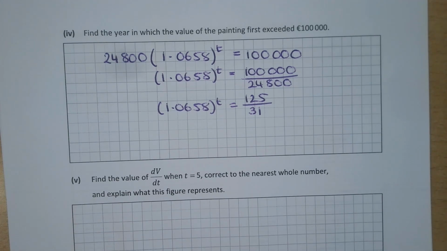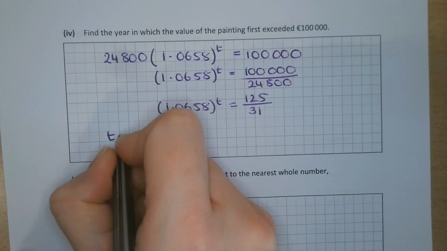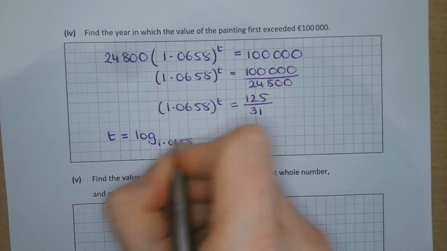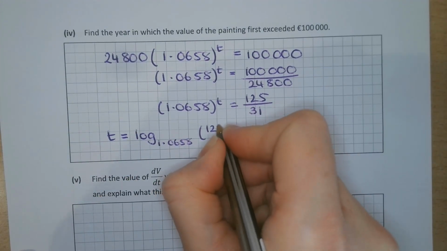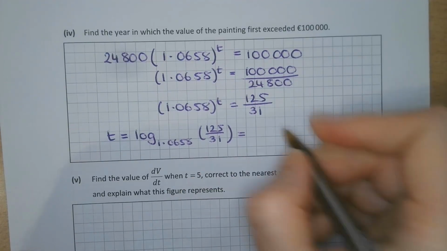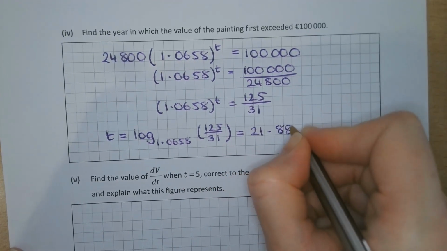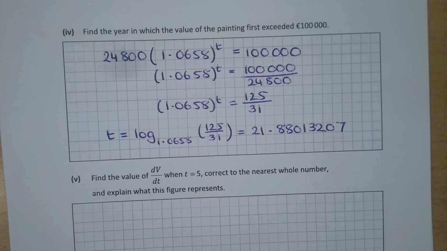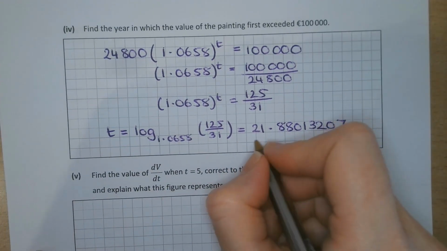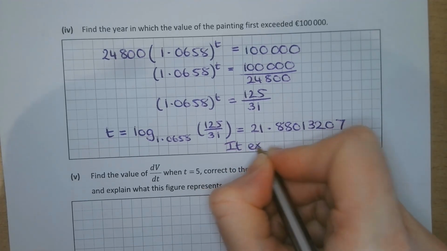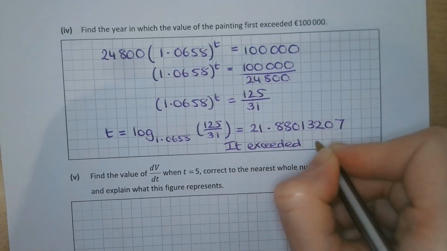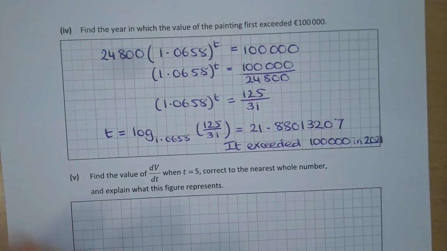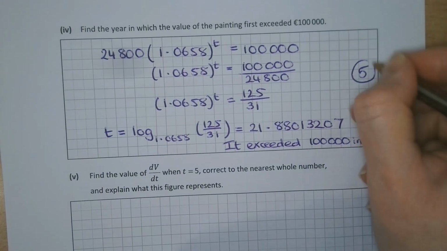If I want to find out what T is, I'm going to use logs to help me. So T would be equal to the log to the base 1.0658 of 125 over 31. And when I work that out, I get 21.88013207. So it exceeds 100,000 in the year 2021. Now that question was 5 marks.